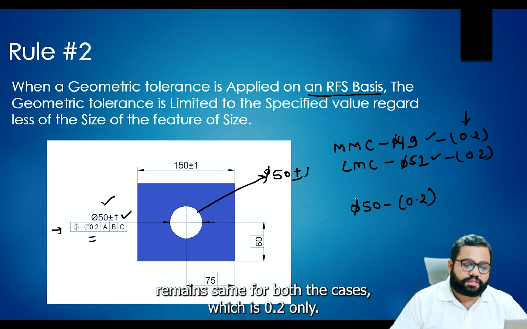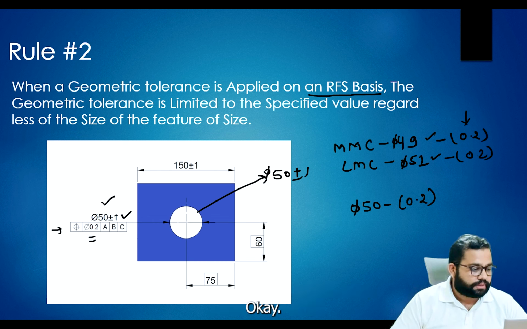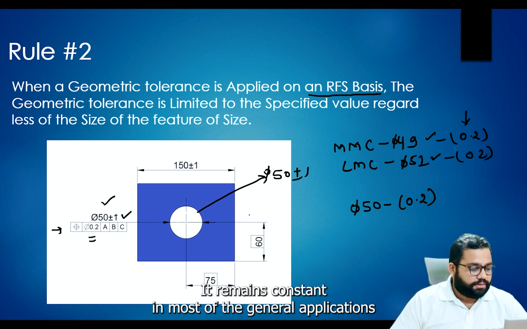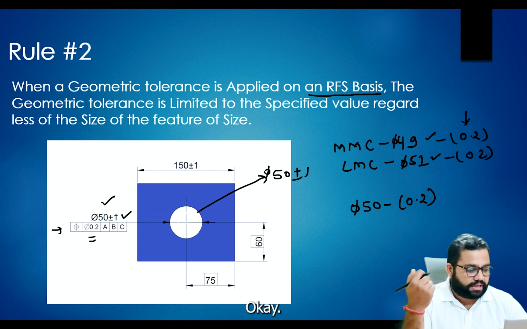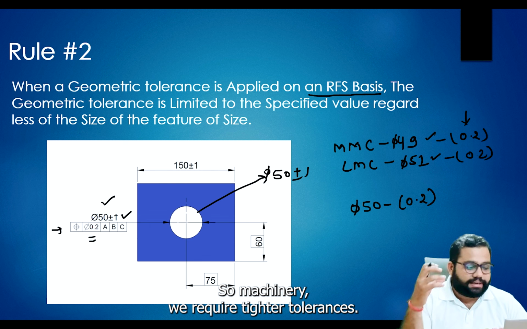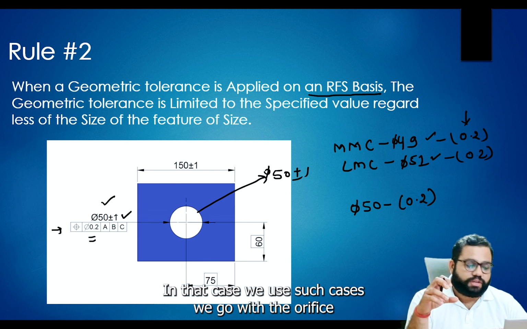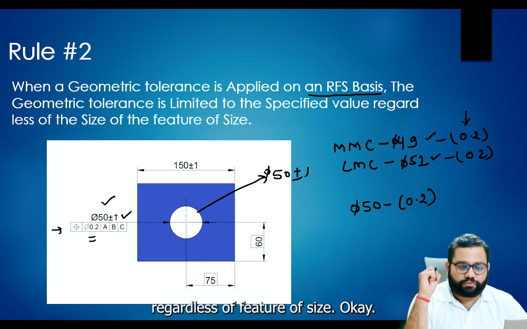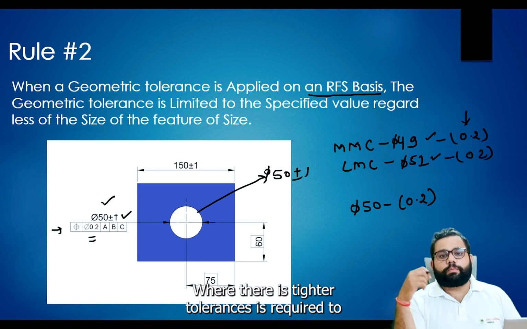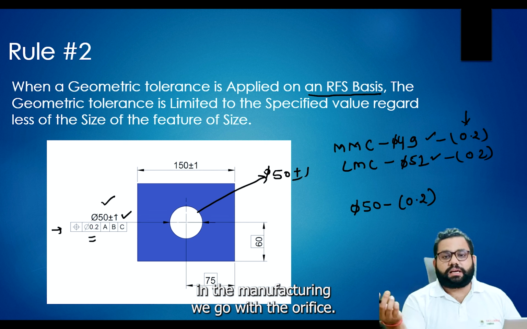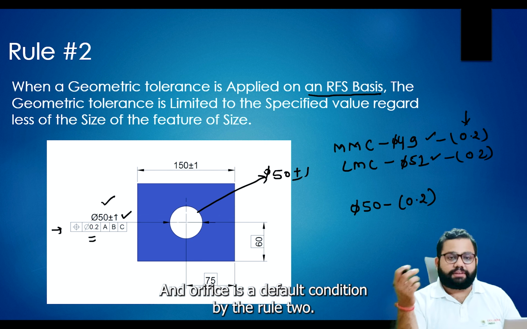For both the cases, which is 0.2 only. Okay, it remains constant. In most of the general applications like jigs and fixtures, gauges, machine tools, machinery, we require tighter tolerances. In such cases, we go with the RFS, regardless of feature of size. Where tighter tolerances are required in manufacturing, we go with the RFS. Okay, and RFS is the default condition by Rule 2.